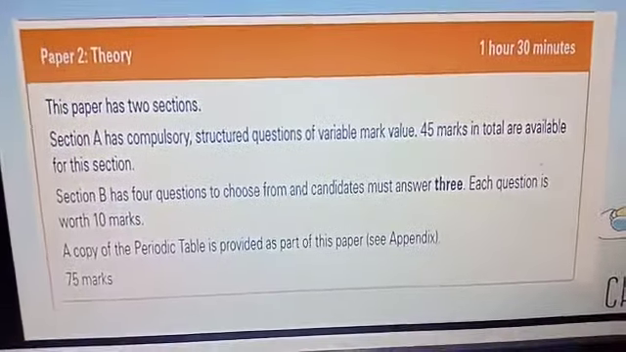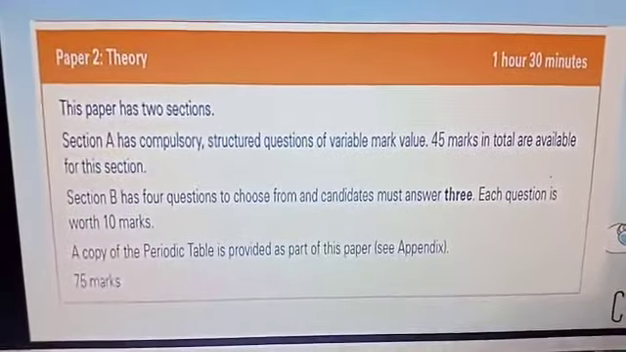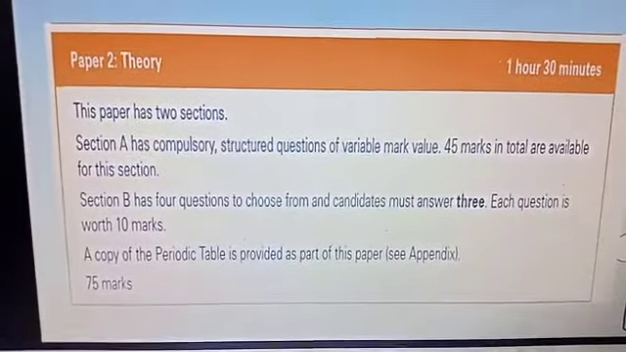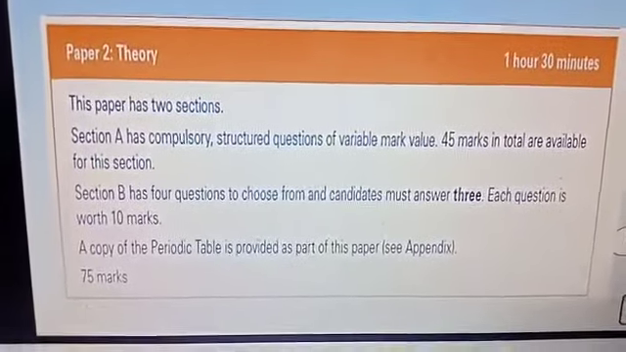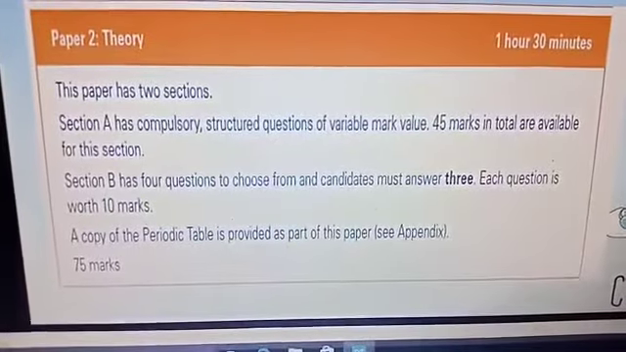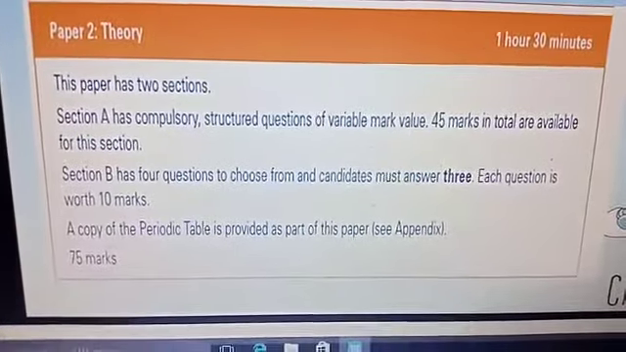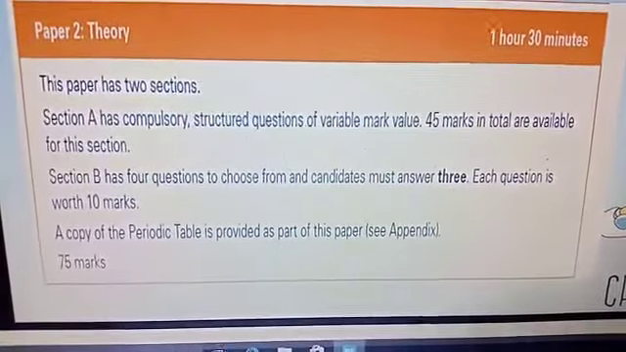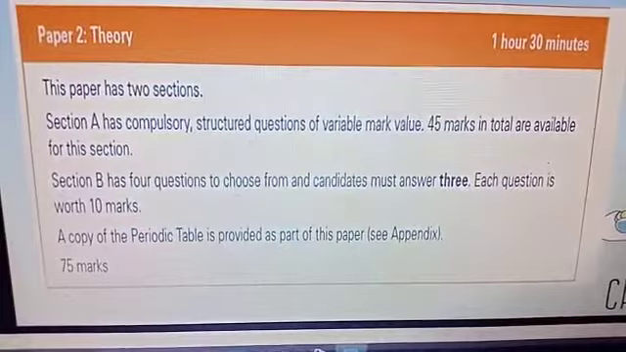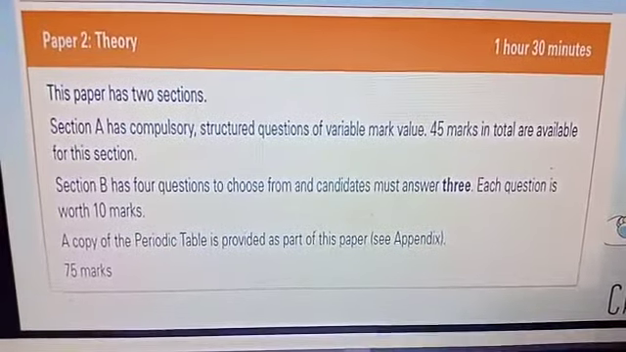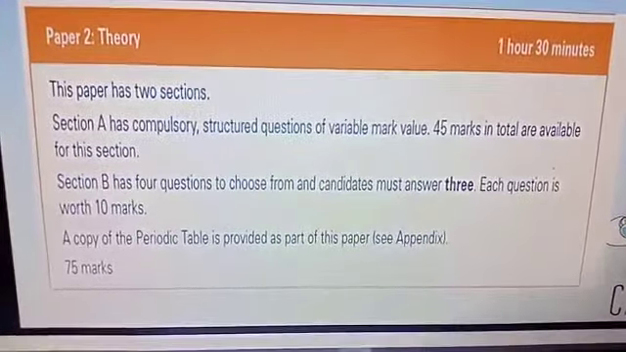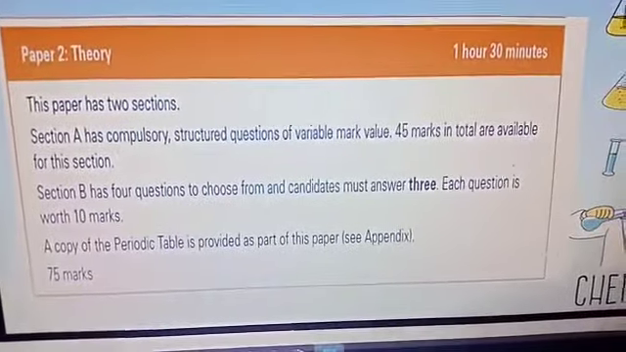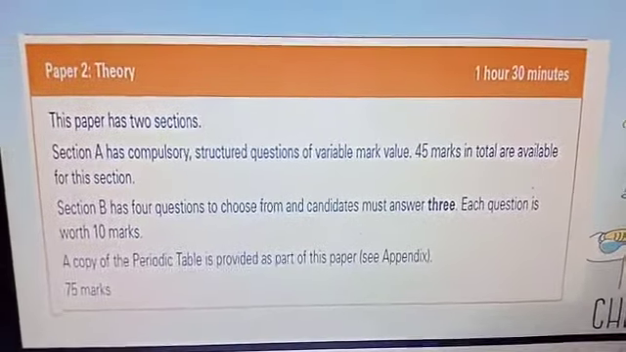Then theory paper, that is paper 2. Paper 2 has two sections. Section A has compulsory structure questions of variable marks. 45 marks in total are available for this section. Then section B has 4 questions to choose from. Any candidate must answer 3 questions out of these. Every question is of 10 marks. A copy of periodic table is also provided with this paper, and the total marks for the paper are 75.